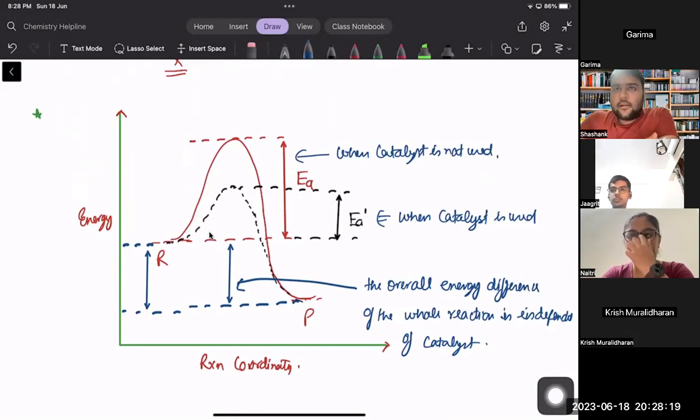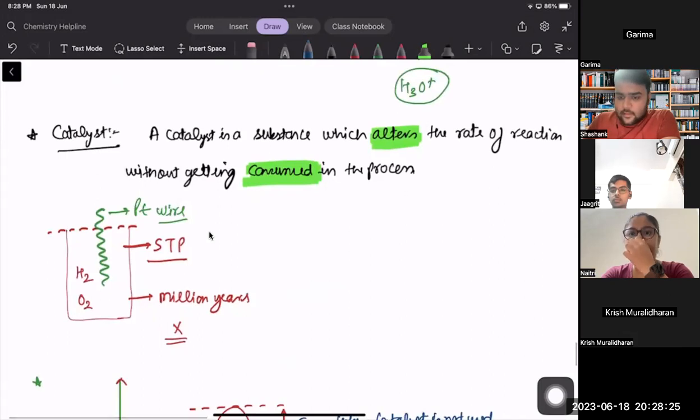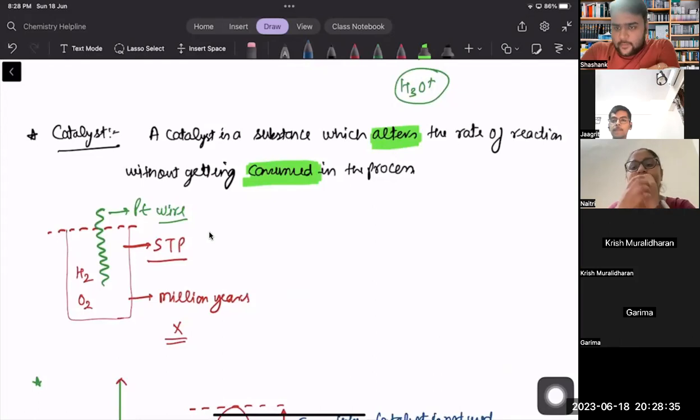Yes, sir. Could you repeat the part just above the graph? Yes. So I'm saying that we just define catalyst. What is a catalyst? A catalyst is a substance which alters the rate of reaction without getting consumed in the process. We focused on two parts. First is alters. It means it changes the rate of reaction. In general, we take it for fastening up the speed. It can also slow it down, but usually we don't require it for such process.